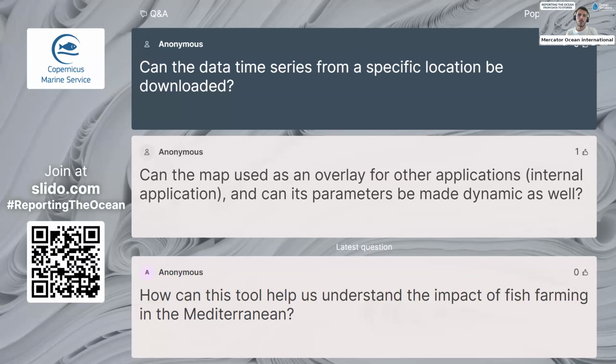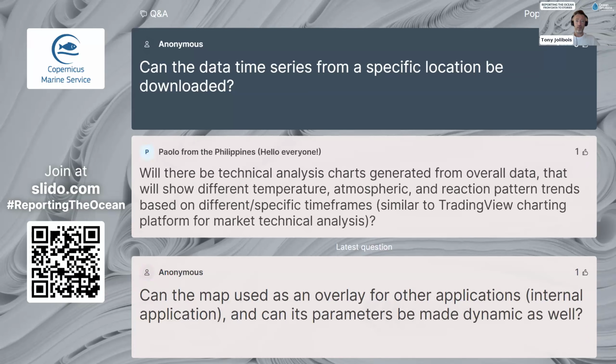We did a more detailed presentation of the MyOcean Pro viewer a few months back. If you want to have a bigger overview of all the functionalities that exist, we will send you the link that you can also already find in the resources on the website. And again, don't hesitate to ask a question to the user support. This is definitely the kind of question that will be answered easily.